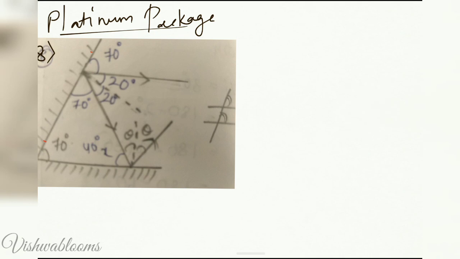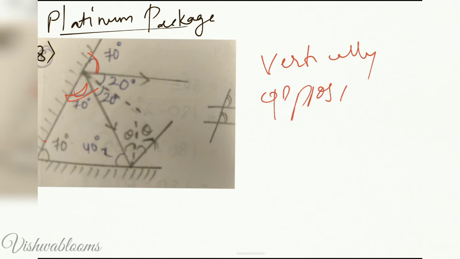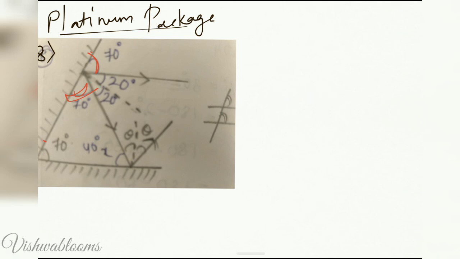Now 70 is there here. And here also it is going to be 70. The reason for that will be vertically opposite angles. Vertically opposite angles are always equal. That will be the reason. For everything you write reasons. I cannot write reasons for everything here. Now you understood why here also it is 70, right? These two 70s you understood.